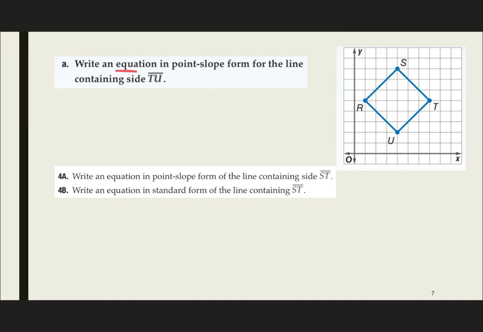So if I wanted to write the equation in point slope form, so y minus y1 is equal to m times x minus x1. Write the equation in point slope form for the line containing the side TU. So that's going to be this side right here. All right, so I need the slope of this side and I need a point. Well, I'm going to use T for my point for no other reason than it came first in the name.